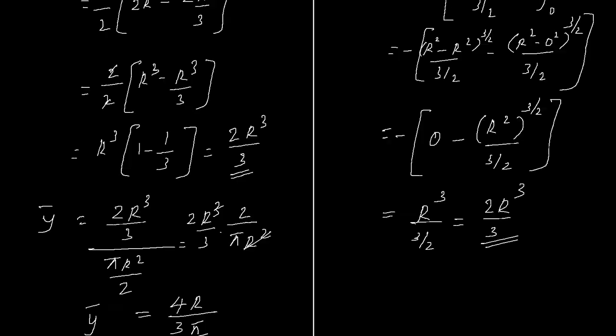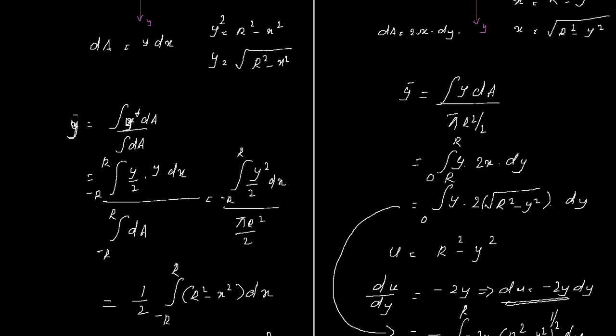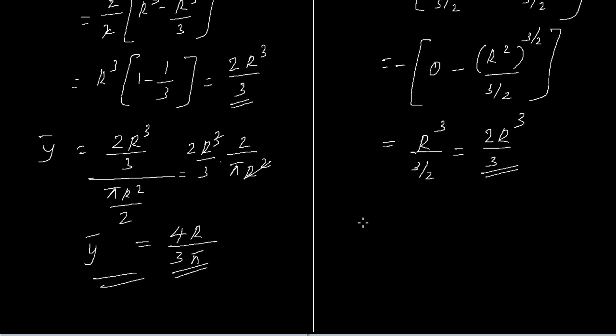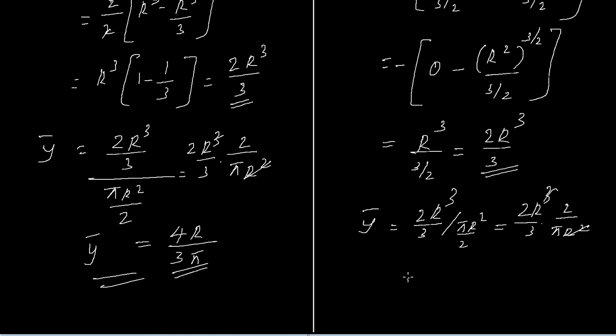And again in this case you have the pi r squared by 2 in the denominator remaining, so your y bar will be 2r cube over 3 divided by pi r square over 2, that is equal to 2r cube over 3 into 2 by pi r square, again cancelled. That will give you y bar is equal to 4r over 3 pi.